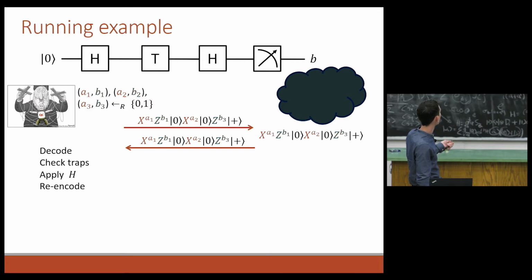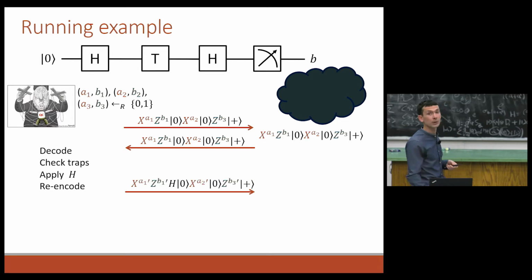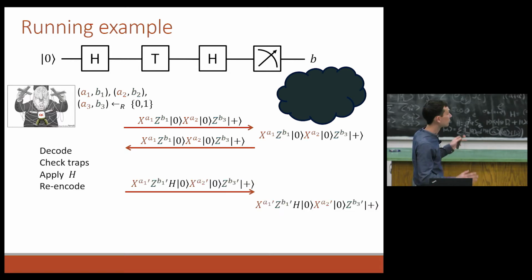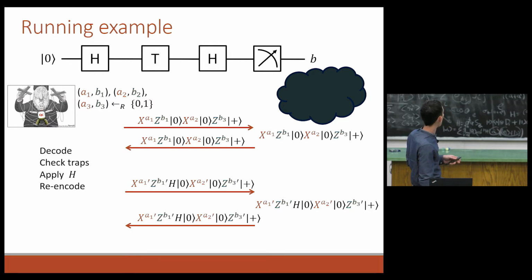Well, what I'm going to do is decode. I know these things, right? So I undo all these things. That's just like single qubit Paulis. Then I apply the H gate to the computation qubit, and then I re-encode everything and send it back over, right? And that's it. That's the whole protocol. I'm going to get it back.